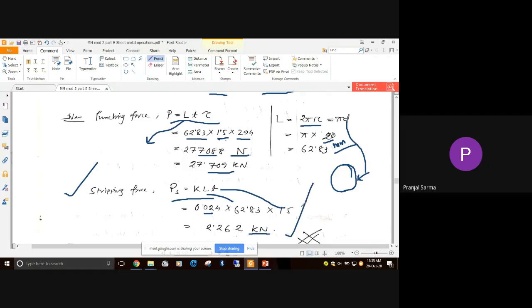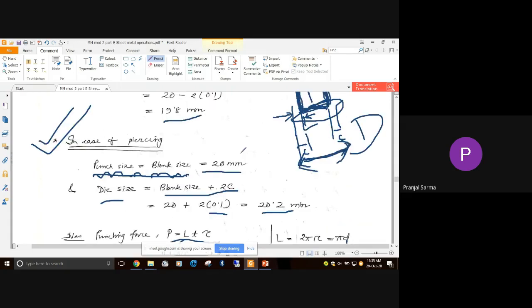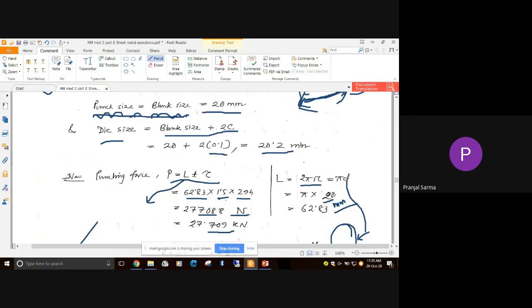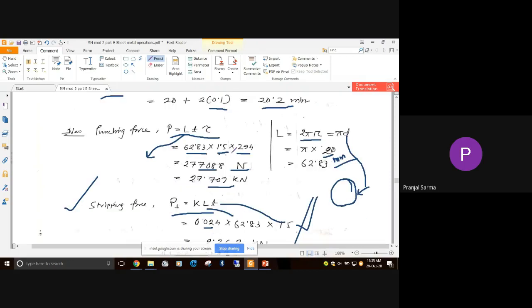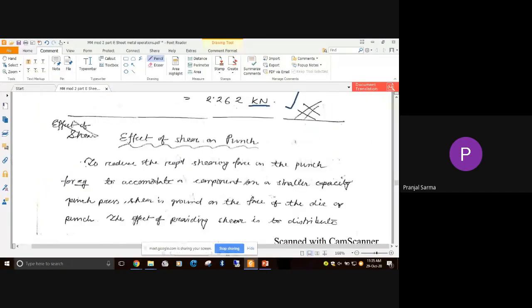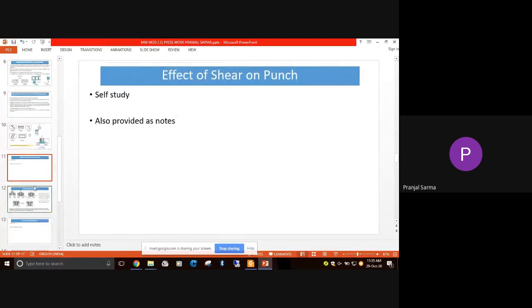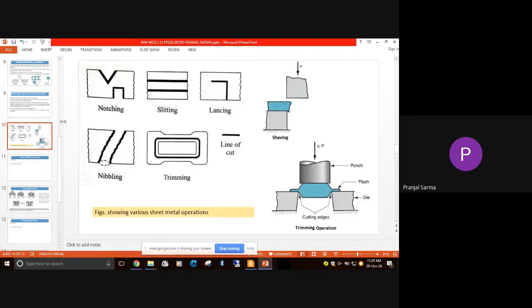So this completes this problem, which is a very easy one. But you should know this expression and the proper unit system. Similarly, in case of piercing and blanking operation, you should know how the die size and punch size are related to the blank size. If you know that much, you can very easily solve this problem. Just let me know whether you have understood or if there is any confusion, you can ask. Yes, all of you have understood this problem, right? You will be able to solve similar problems if someone asks you.